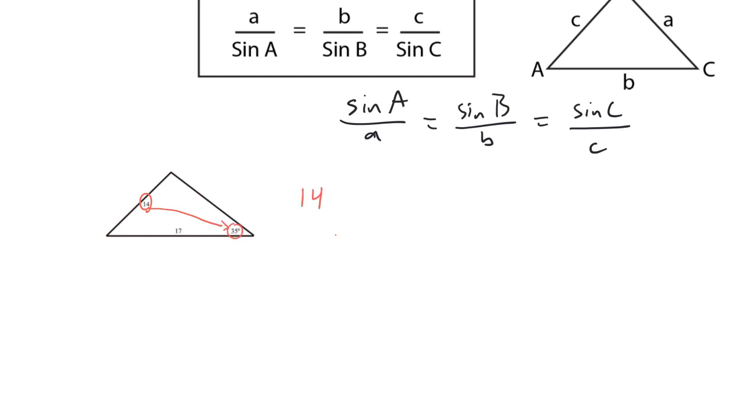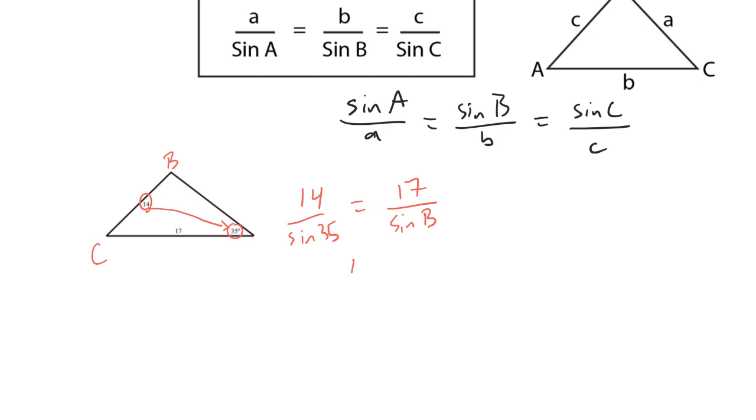So we can go ahead and set up that 14 divided by the sine of 35 is equal, in this case, to 17 divided by the sine of whatever. There's no letter here, so you can letter it yourself. I'll call it B. So we know that that's 17 over the sine of B. And once you have this set up, it's super simple to solve.